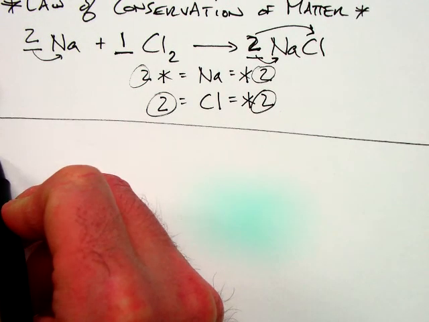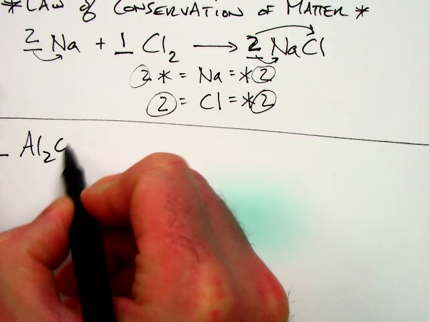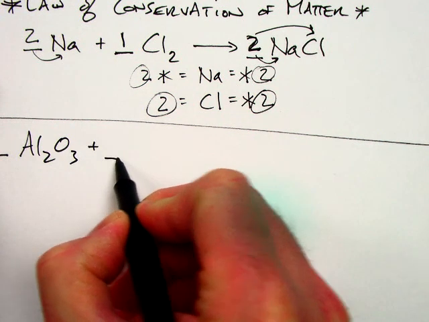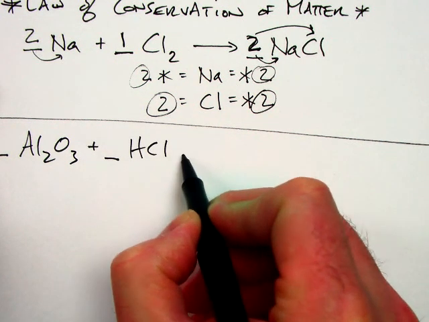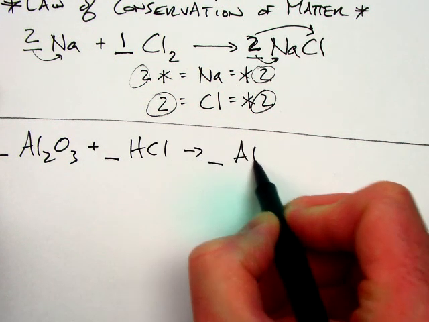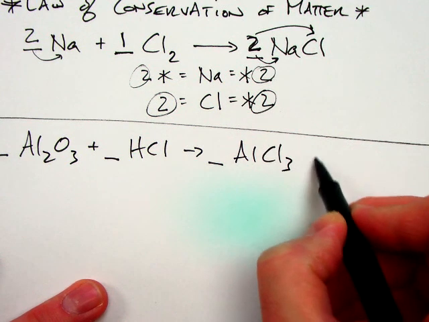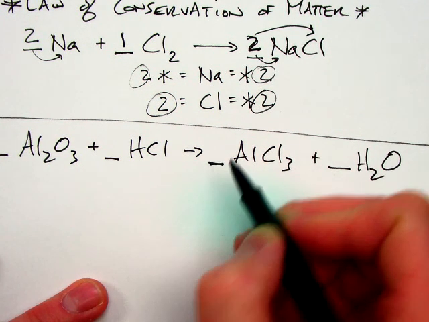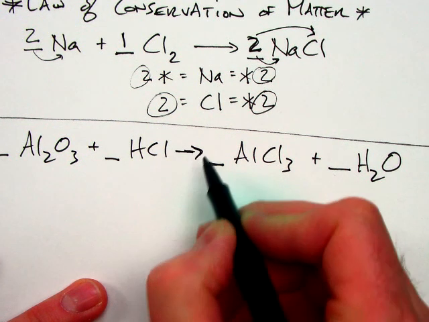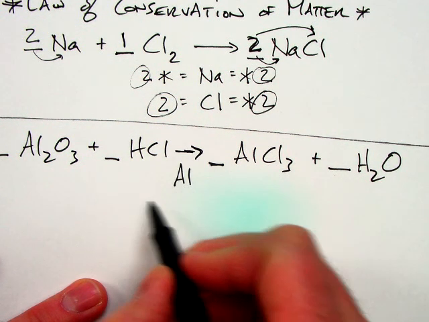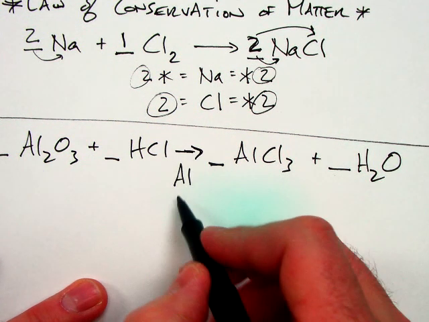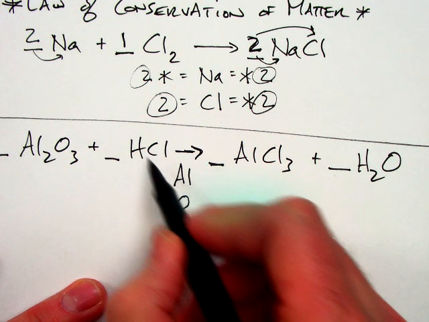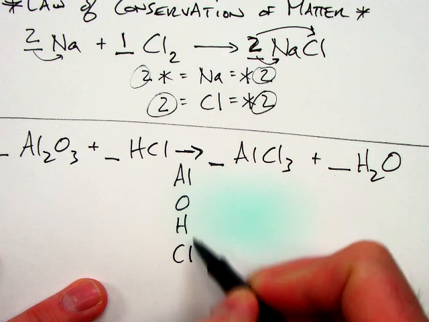All right, it's going to be Al2O3 plus HCl goes to AlCl3 plus H2O. We start out over the arrow and we write down all the elements that we have. You have Al, you have O's, you have H, and you have Cl's.